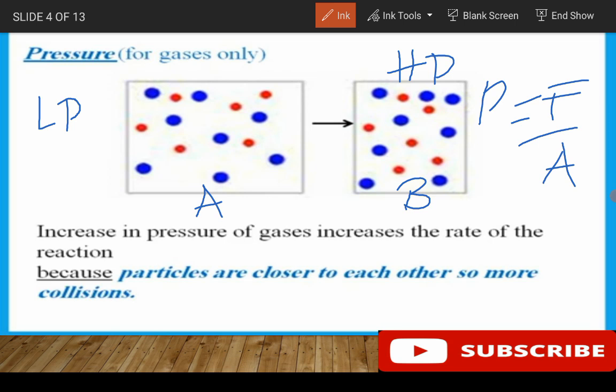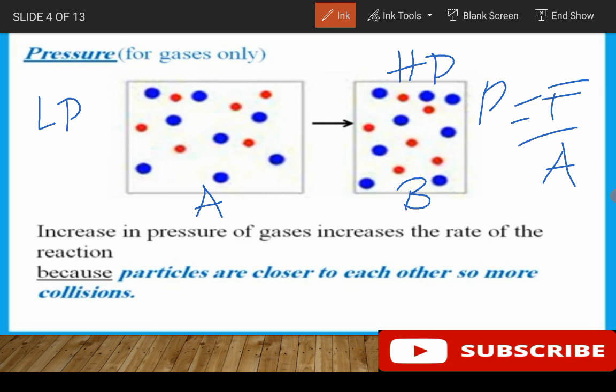So in A, the particles are far apart. Therefore, the rate of reaction will be slower. In B, particles are closer together. Therefore, the frequency of collisions will be high. So the reaction will be faster in B than in A, because in B the particles are close to each other. Therefore, there are going to be a high number of collisions.